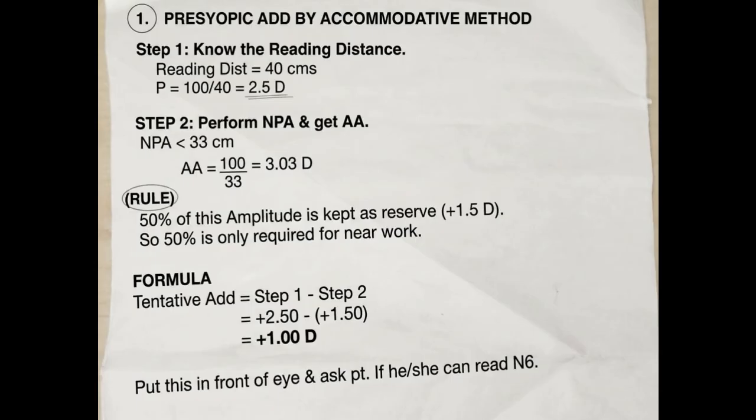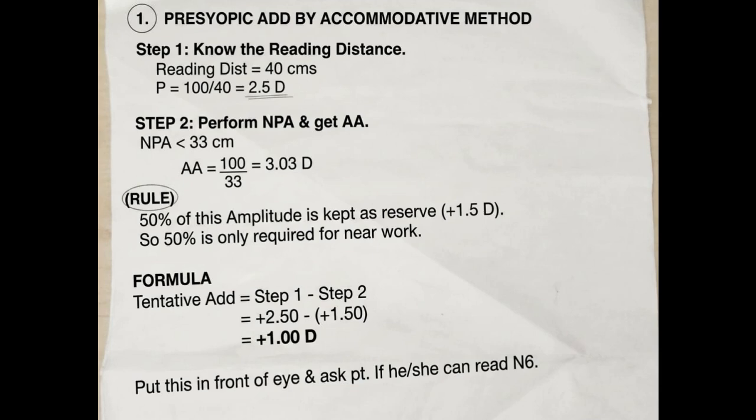So the first method is presbyopic aid by the accommodative method. Step one is we have to know the reading distance. The reading distance is 40 centimeters, so the working distance will be 100 upon 40, which is 2.5 diopters. Step two is we have to perform the NPA and get the accommodative amplitude. If NPA is 33 centimeters, amplitude of accommodation will be 100 upon 33, which is 3.03 diopters. Now the rule is 50% of this amplitude is kept as a reserve, and only 50% is required for near work. So 50% of 3.03 diopters will be plus 1.5 diopters.